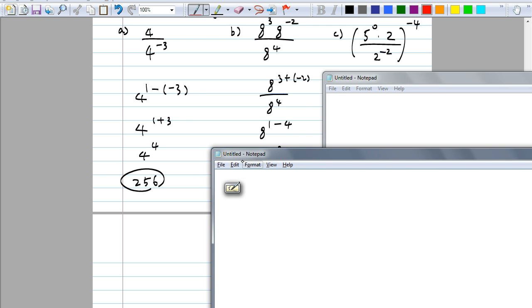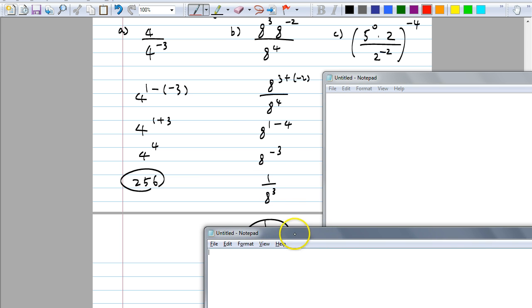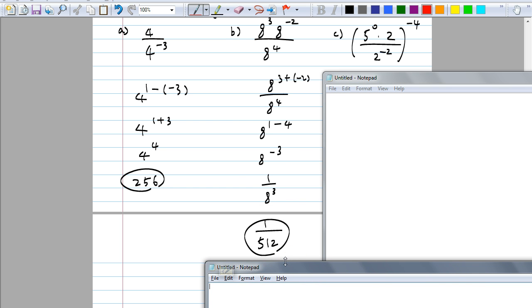4th. So don't we subtract them? 1 minus 4, which is, class? So can I leave it as 8 to the negative 3? The answer is 1 over 512, or 1 over 8 to the 3rd.